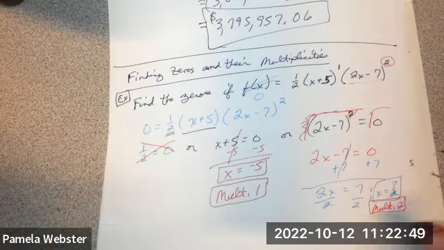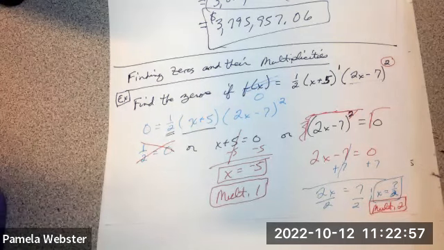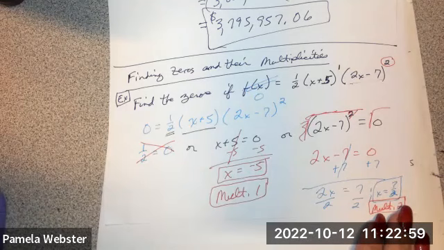So in our heads, hopefully we're thinking what that means for us. Things that are just a solution one time, they're just going to pass right through, right? But things that are a solution 2 times, those guys are going to come down, hit the x-axis, and bounce.